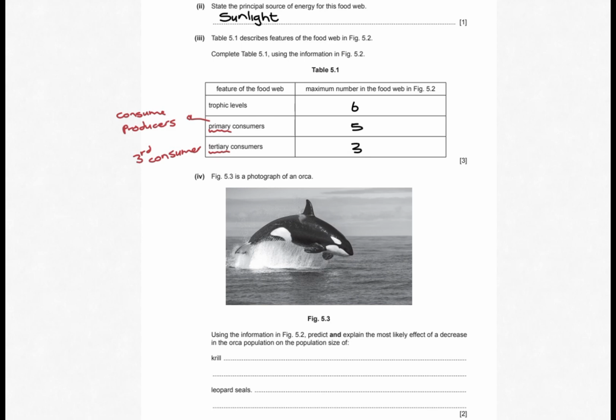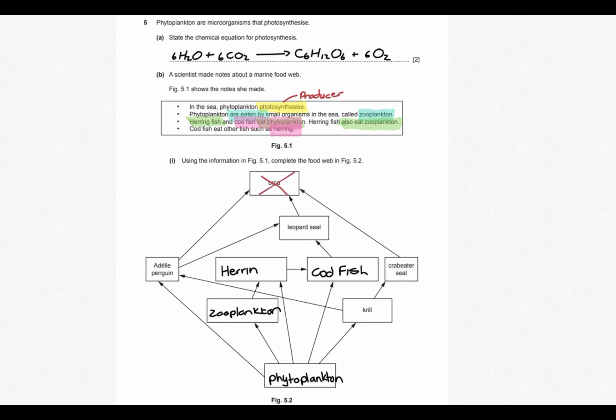For the fourth question, it says Figure 5.3 is a photograph of an orca. So using the information in Figure 5.2, predict and explain the most likely effect of a decrease in the orca population on the population size of krill and then leopard seals. So if orca would have to disappear and krill is here at the bottom of our food web, then we have to look at what happens in between. So the seal will not be eaten by the orca, so it will increase in size, which means they will eat more krill and krill would decrease.